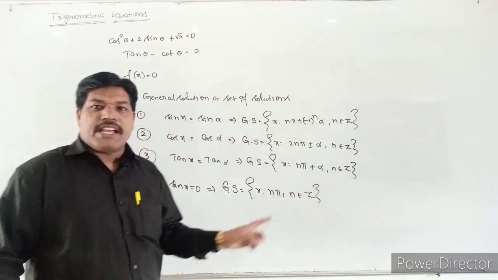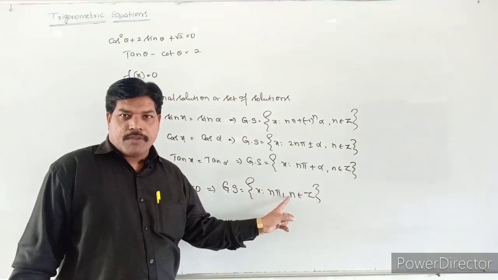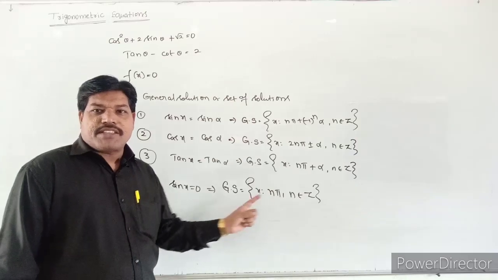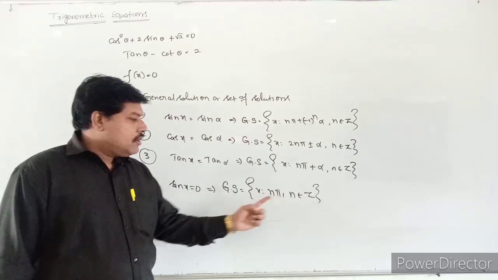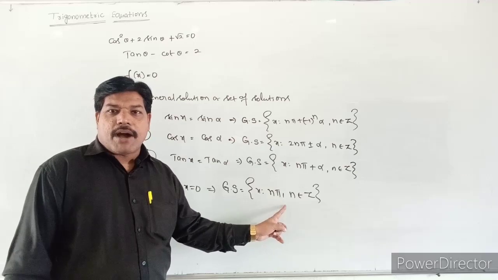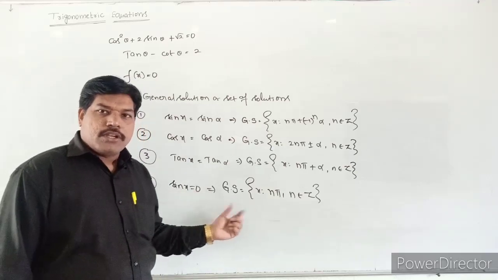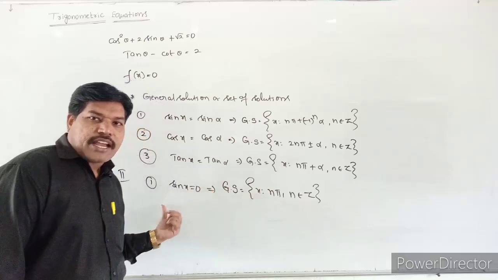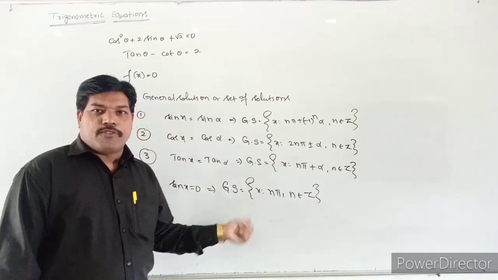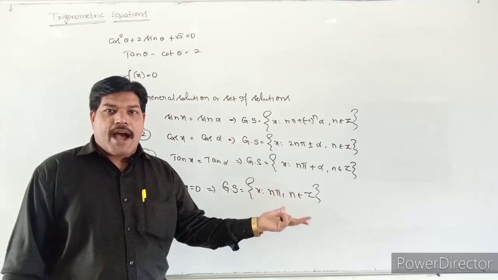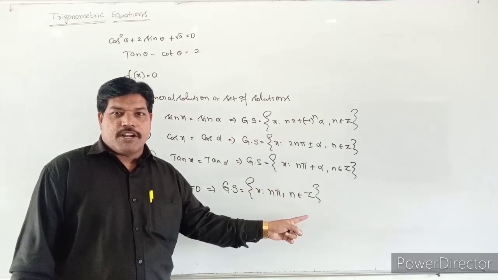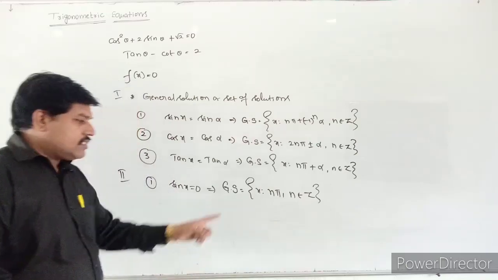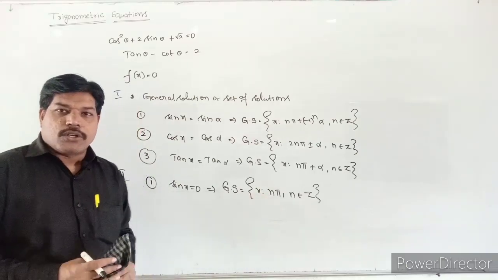nπ is nothing but the multiples of π. For all multiples of π, the sin x value will become 0. If n is 0, sin 0 is 0. If n is 1, x will become π, sin 180 is 0. If n is equal to 2, what happens? Sin 2π is 0. Sin 3π is 0. Sin 4π is 0. For all integer multiples of π, the sin x value will become 0. So that is called the general solution of sin x is equal to 0.